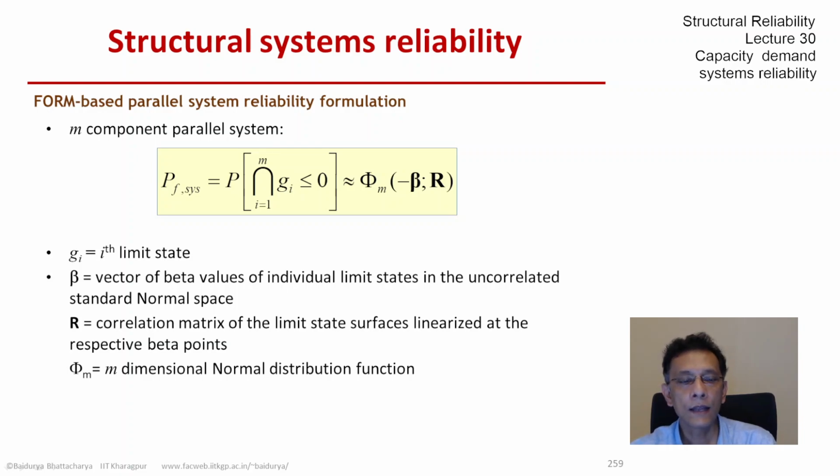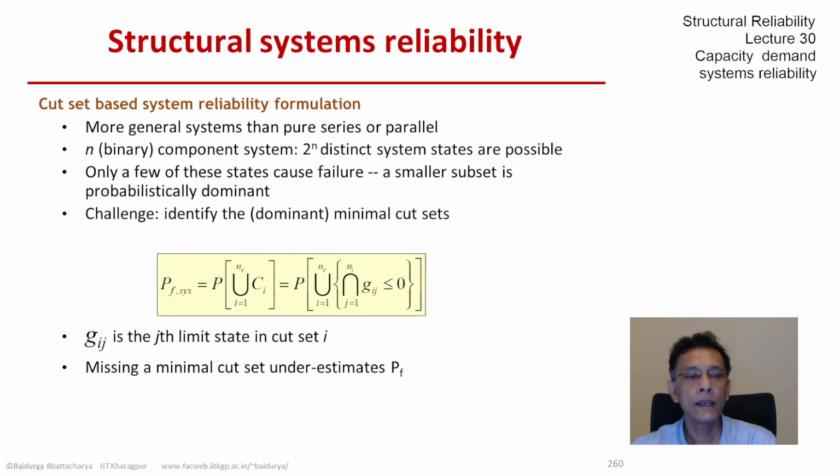But as long as that can be done, we have the answer in terms of the multidimensional normal CDF. If we have minimal cut sets, so it's not a purely parallel system, but there are NC number of cut sets, and so the system failure probability is the union probability.